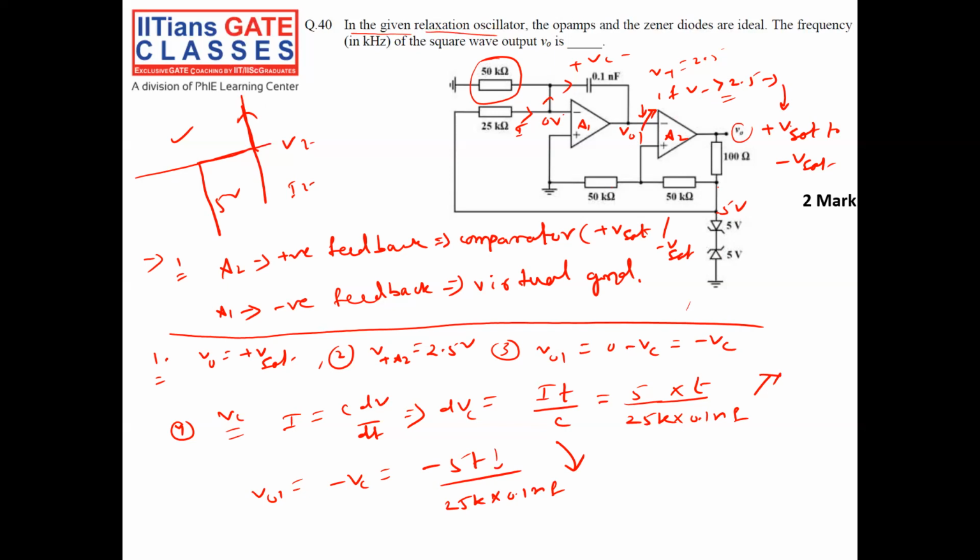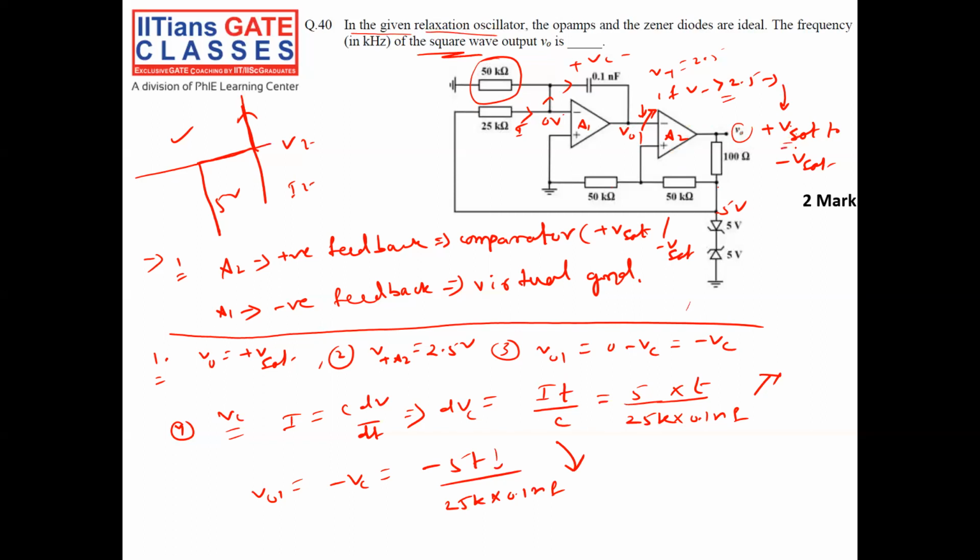Since V negative greater than 2.5 volt can never be satisfied because my V01 is decreasing, my output V0 can never switch from plus Vset to minus Vset. So in this circuit, my output will always stay at plus Vset. So I cannot get a square wave. The question is a little bit wrong because my V01 is not able to increase, it is decreasing when my output is plus Vset.